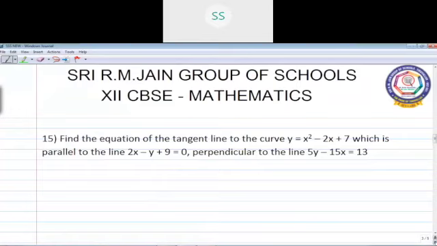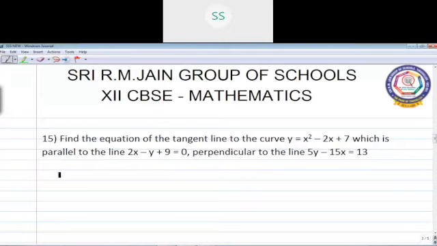Find the equation of the tangent line to the curve y is equal to x square minus 2x plus 7, which is parallel to the line 2x minus y plus 9, and perpendicular line, that is different. First we have to complete parallel, then we will move to the perpendicular, right? You have to listen carefully. Here also, what do you want to do? The first step, you want to do the differentiation, right? Now, what is the differentiation?